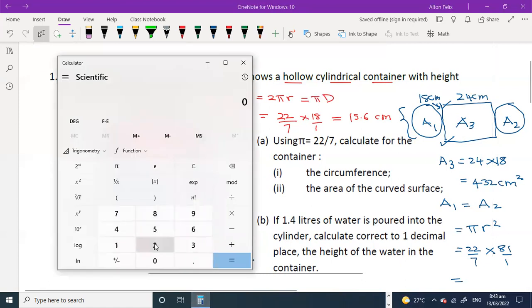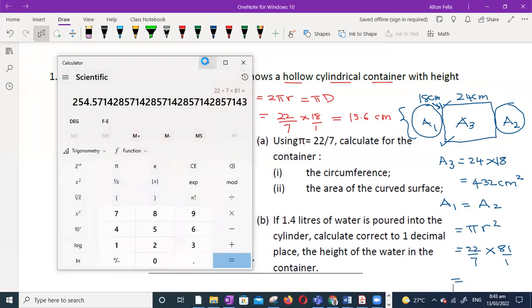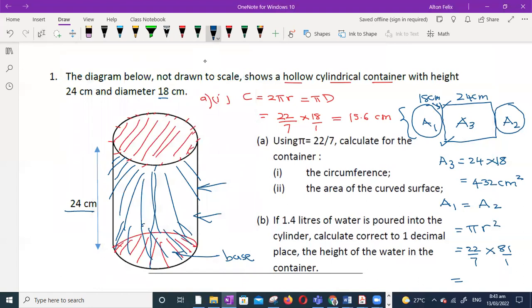So it will be 22 divided by 7 multiplied by 81. And we just round it. Right, so it's 254.6. So just for convenience sake, let's round it up to 255. So the area here would be 255 centimeters square. Right, and this is what I mean by making adjustments considering the answer.